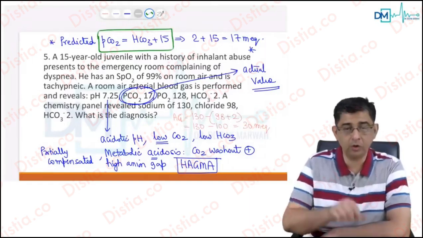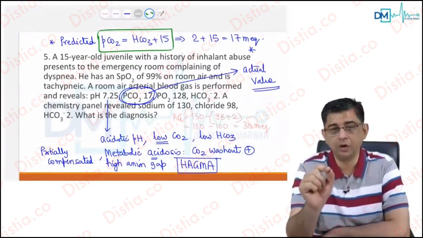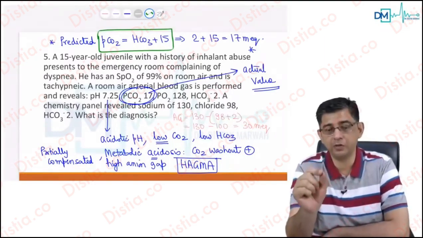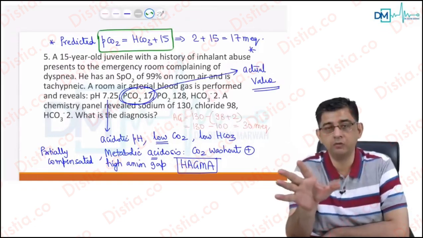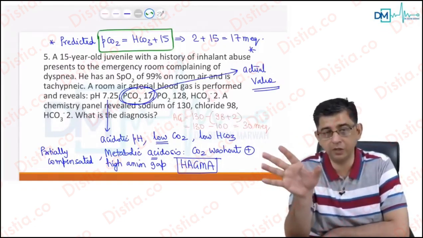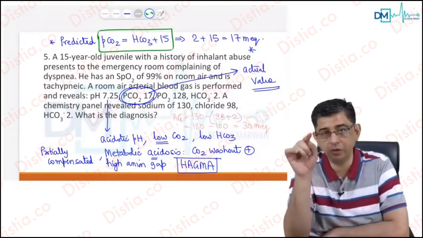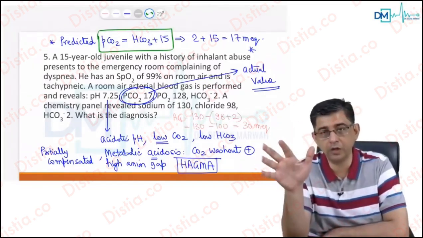So I'll just summarize the compensation rules which you are so worried about and have been sending me queries about. Compensation rules for respiratory acidosis are 1-4-14. What I mean by 1-4-14 is for a 10 millimeter carbon dioxide rise, bicarb should rise by 1. For a 10 millimeter rise of carbon dioxide, bicarb should rise by 4. 1 is for acute and 4 is for chronic.